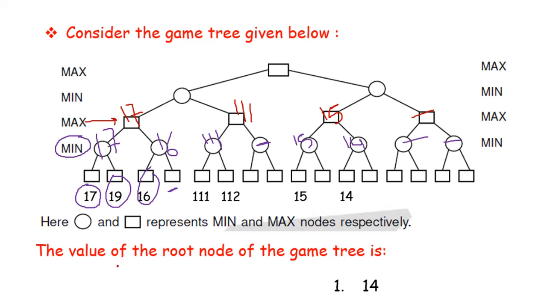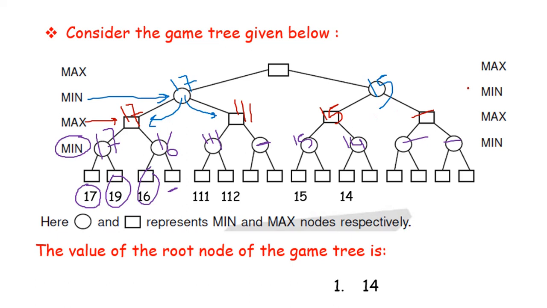Then we will move one level up. The next level is the min level. So here we will try to minimize our value. Now the left child is 17 and the right child is 111. The minimum of 17 and 111 will be 17. So we will get 17 at this node position. For the next node we will get 15.